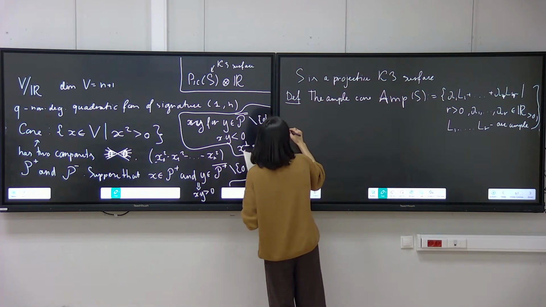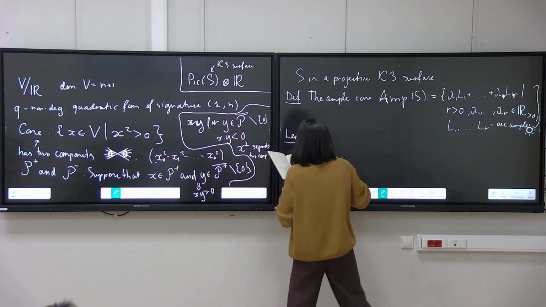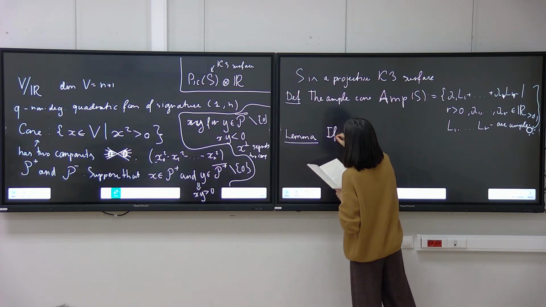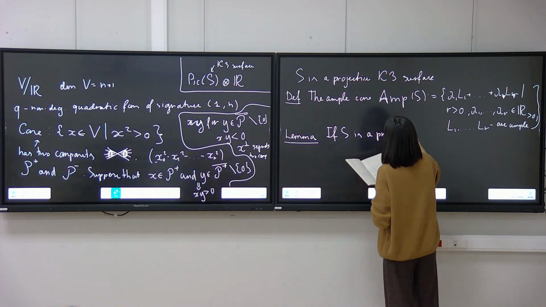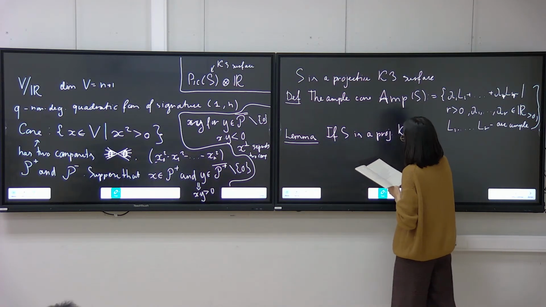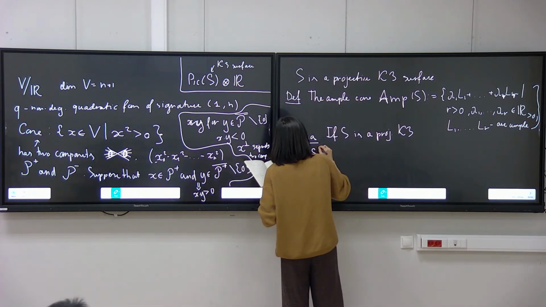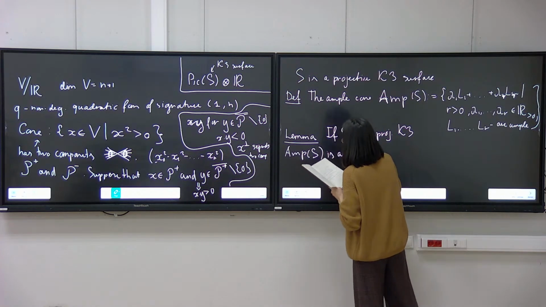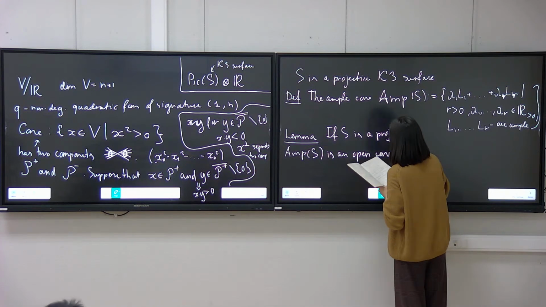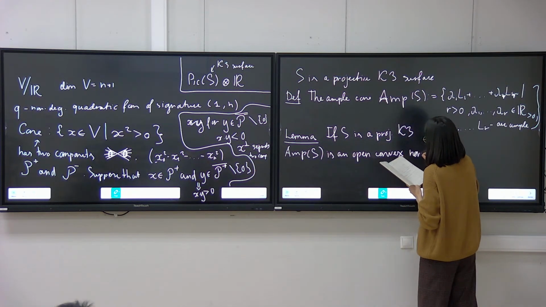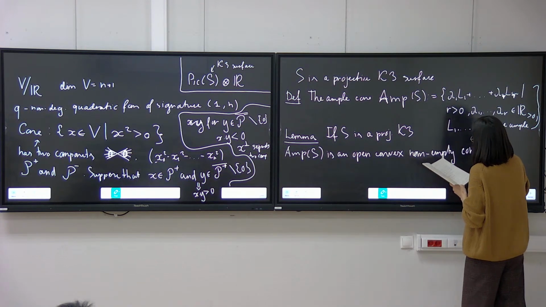Okay, and now let me formulate the following statement. If S is a projective K3, then the ample cone is an open convex non-empty cone.